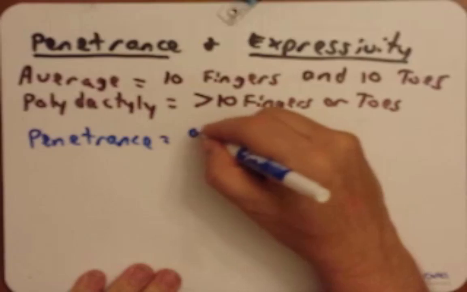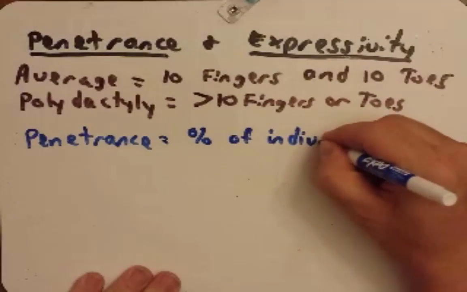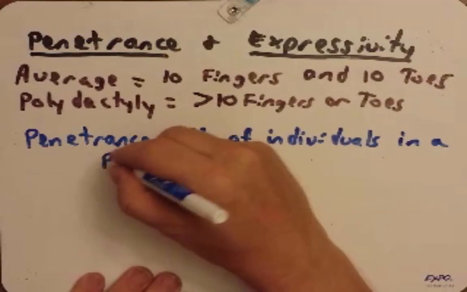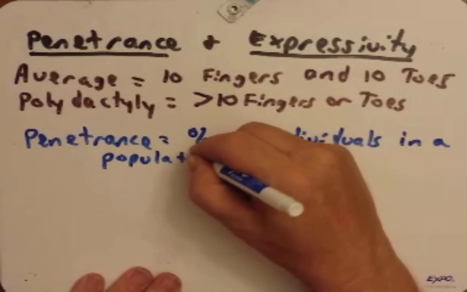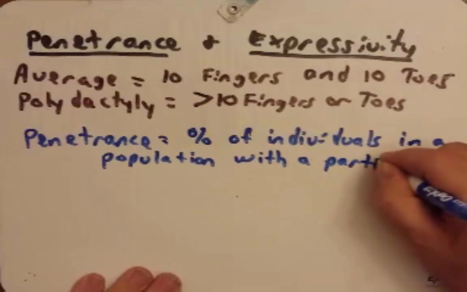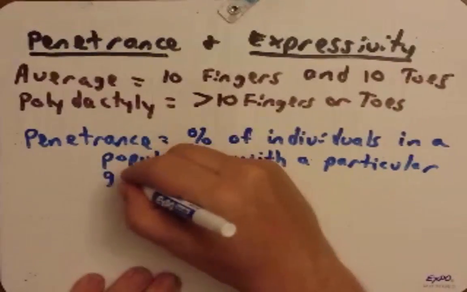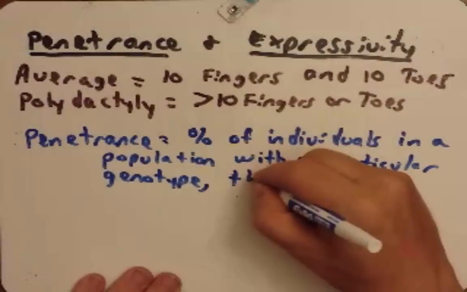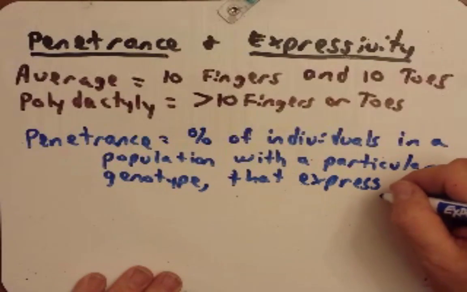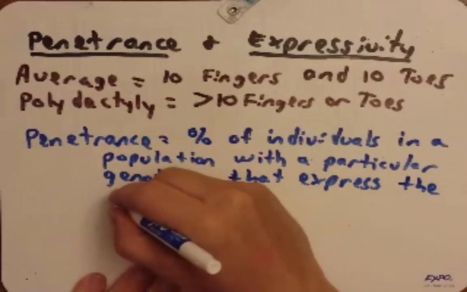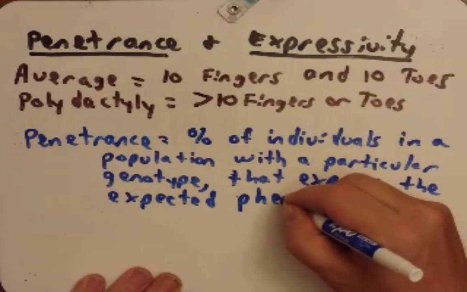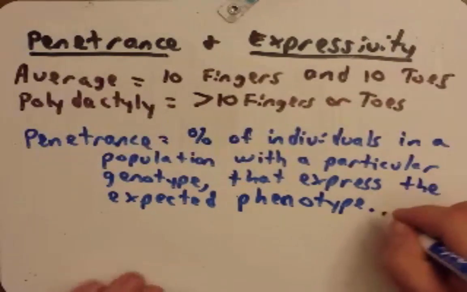Penetrance is defined as the percent of individuals in a population with a particular genotype that express the expected phenotype. And so let's give an example.